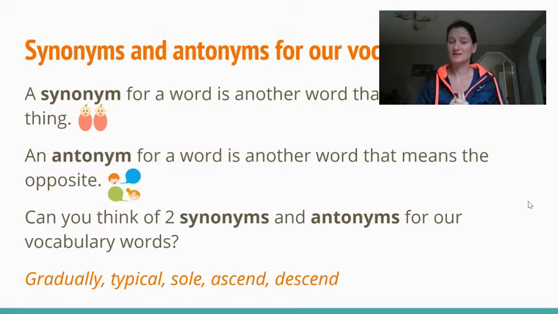So what we're going to do is think of at least 2 synonyms and antonyms for each of our vocabulary words. Our words are gradually, typical, sole, ascend, and descend. And yesterday in your vocabulary journal, you copied in a definition and you thought about a sentence that would use that word. So today when we talk about synonyms and antonyms, it's really going to help us get the meanings and the use of these words really solidified in our brains.